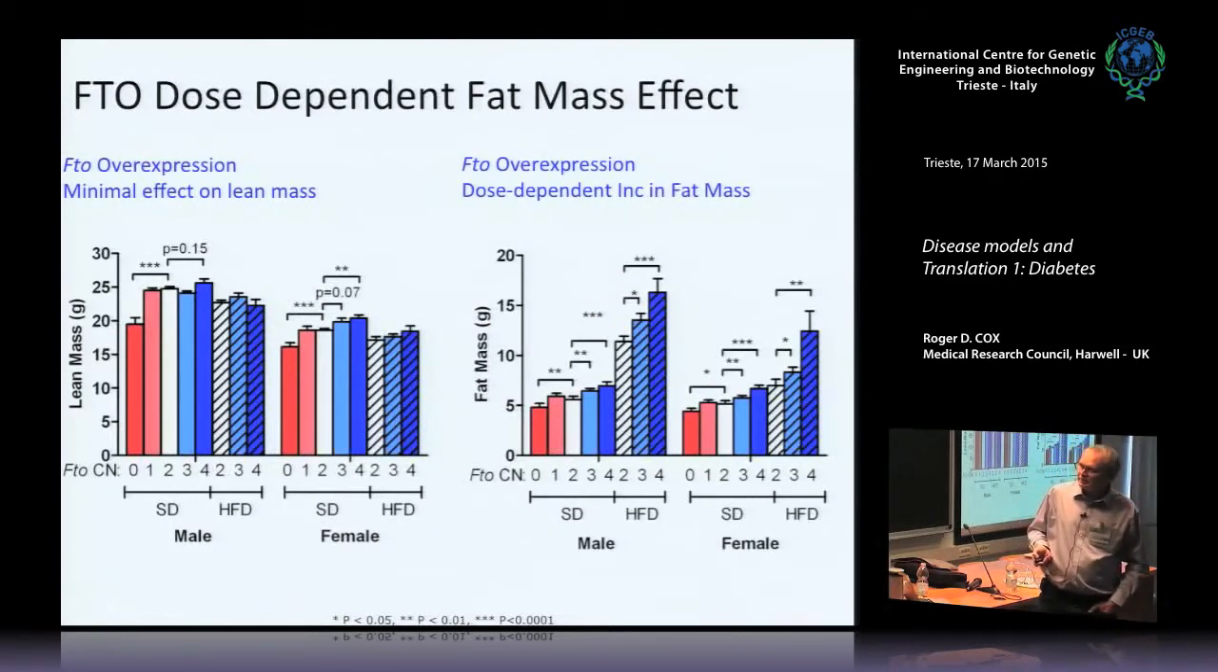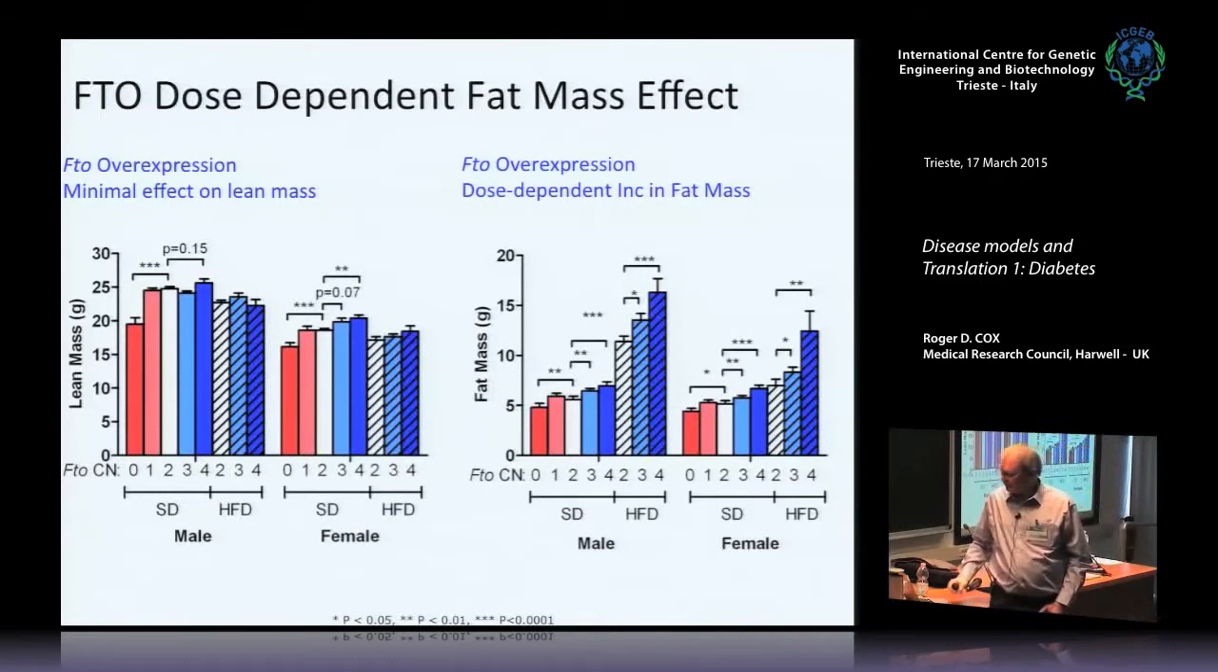Again, we've got male and female data. This is lean mass on this side, so there's minimal effect on lean mass. But when you look at fat mass, you can see that fat mass is increased. This is on a high-fat diet again. If we just look at the males, high-fat diet, 2 copies, so they're the wild types, as it were. 3 copies, an increase in fat mass. 4 copies, a bigger increase in fat mass.